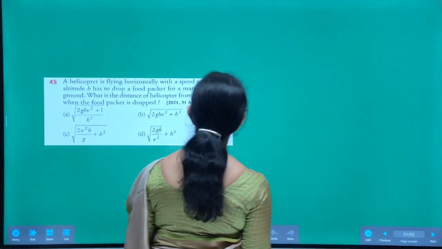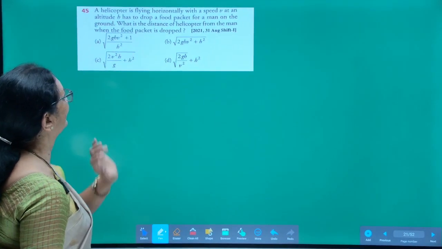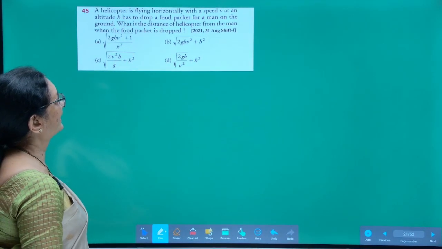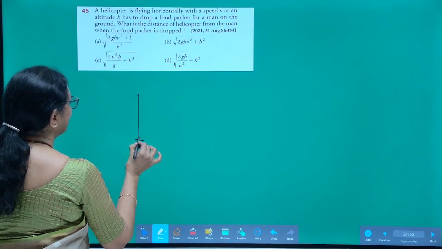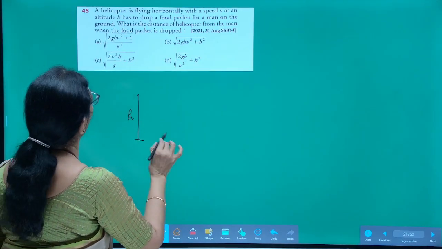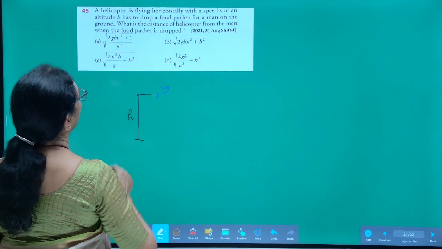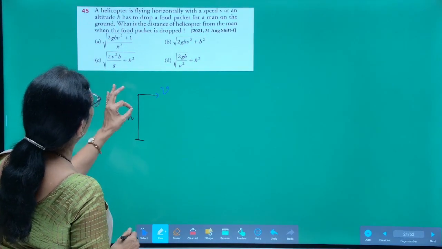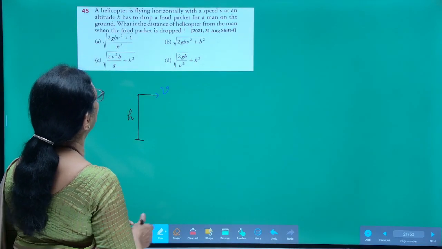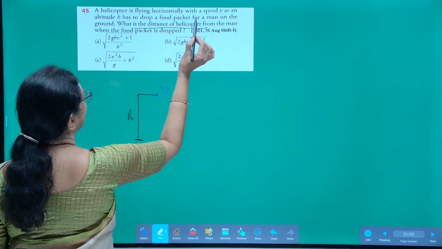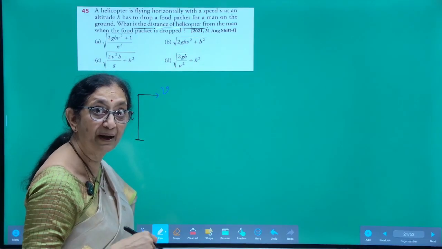Now, let us move on to this problem. A helicopter is flying horizontally with a speed v at an altitude h. Let this be the altitude from the ground. It is flying horizontally with a velocity v. Then a food packet is dropped from it to a man on the ground. What is the distance of the helicopter from the man when the food packet is dropped?